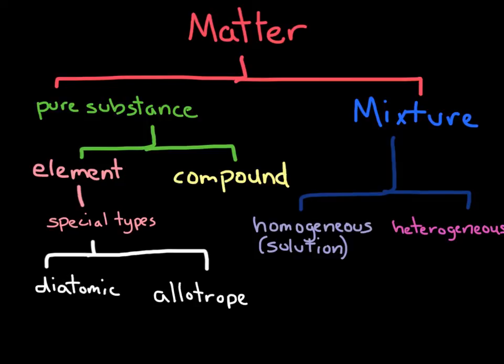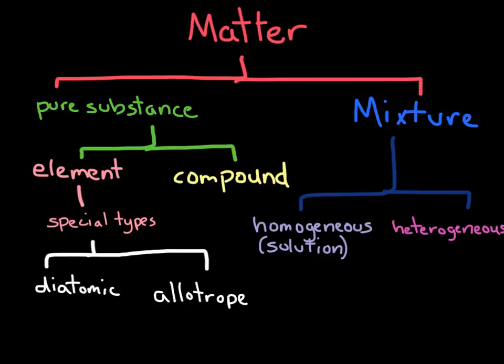If you determine that you have an element, you must decide if you have a special type of element. Remember, diatomic elements are when 2 atoms of the same element are bonded together. Allotropes are when an element can form more than one kind of matter. For example, again, carbon can form various allotropes. It can become a diamond, or it can become graphite or charcoal, depending on the pressure and the temperature under which the carbon atoms come together.